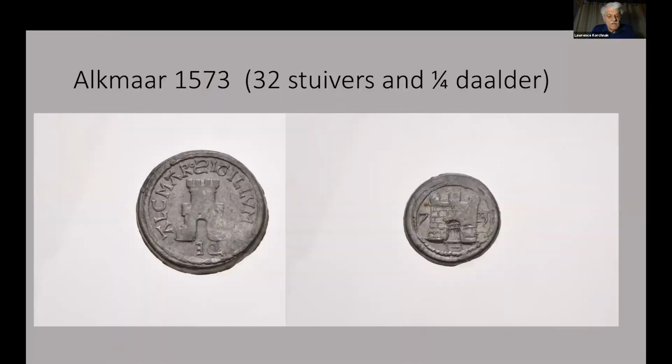Don Federigo then later attempted to besiege Alkmaar. This is a 32 stiver and a quarter dollar piece. These are lead uniface pieces from Alkmaar. Their mayor was rather a brave individual, and Alkmaar was very much besieged by the Spanish. Towards the end of the siege, his people were starving, and he exhorted them to hold fast in the face of hunger. He stood before them and stuck his arm up and said, "If you have to eat, take my arm for food. We will not surrender."